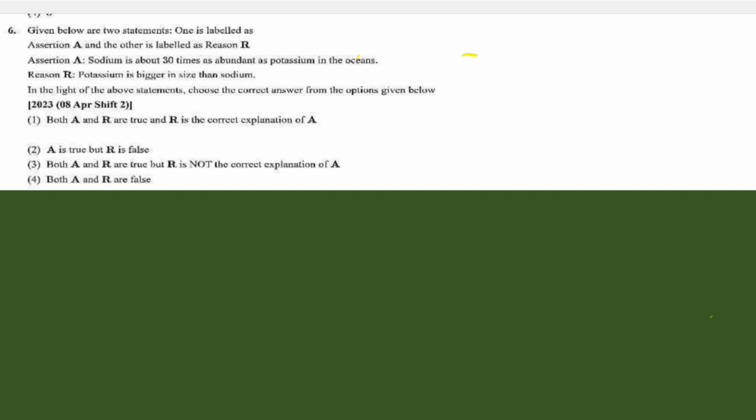Now, have a look at the question. Generally, sodium is about 30 times as abundant as potassium in the ocean. Sodium is indeed about 30 times more abundant than potassium in seawater. This is because sodium is more soluble in water than potassium. What is the reason? The reason is that sodium is more soluble in water than potassium and is therefore more readily dissolved from rocks and minerals into seawater.